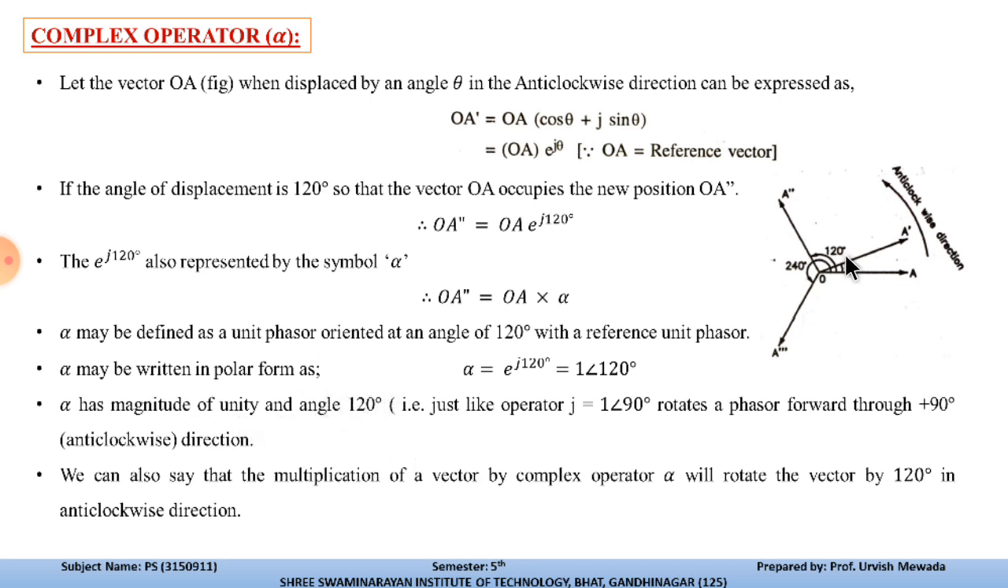Just like the operator j, which is 1 at angle 90 and rotates a phasor forward through plus 90 degrees in the anti-clockwise direction, we can also say that multiplying a vector by the complex operator alpha will rotate the vector by 120 degrees in the anti-clockwise direction. This indicates the rotation of the vector through a certain angle, and here it is shown as a 120 degree rotation of the vector in the anti-clockwise direction.